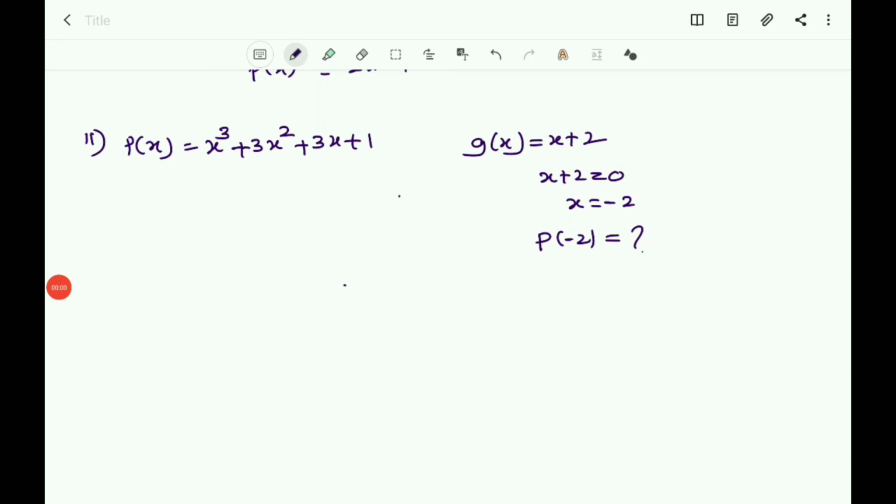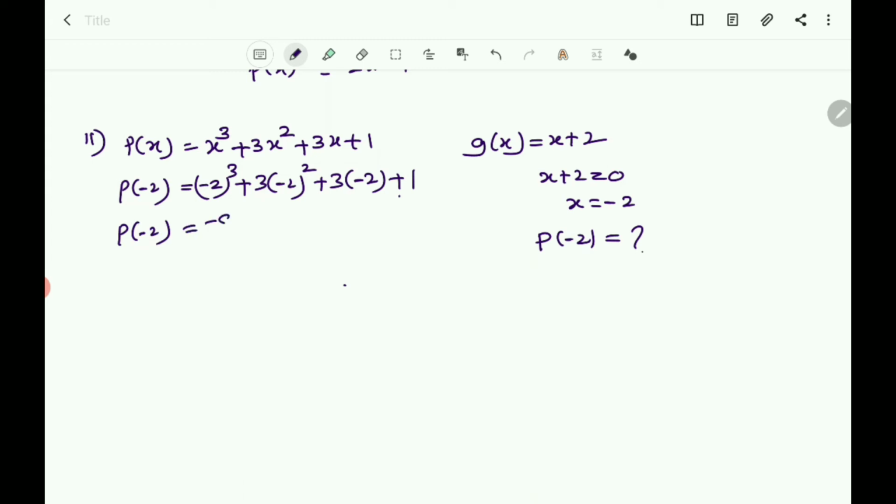Hence, you get p of minus 2. p of minus 2 is equals to minus 2 whole cube plus 3 into minus 2 square plus 3 into minus 2 plus 1. So minus 2 whole cube is minus 2 into minus 2 into minus 2, that is minus 8. Minus into minus is plus, and minus 2 whole cube is minus 8. Here 2 into 2 into 2 is 8. You know that 2 cube is 8.